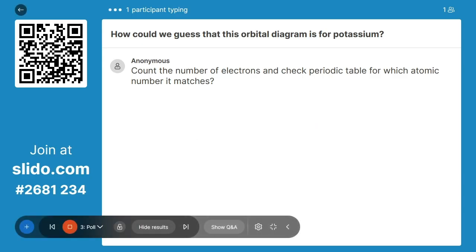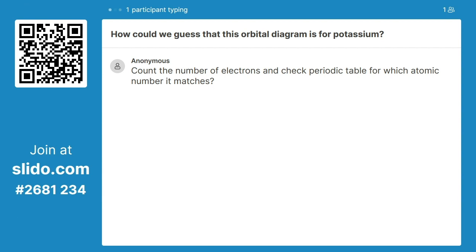Right, so we're seeing some answers coming in here. So yes, we absolutely can count the number of electrons. We just count our arrows, check the periodic table for which atomic number it matches. Could throw us off a little bit if it's an ion, which is why technically I put guess in there instead of being like no for sure. But absolutely that's the approach that I would take.